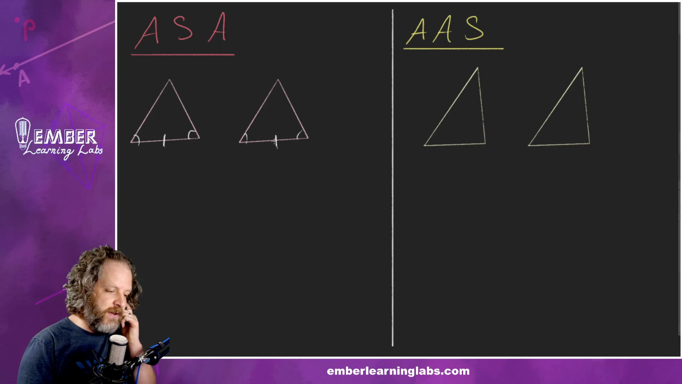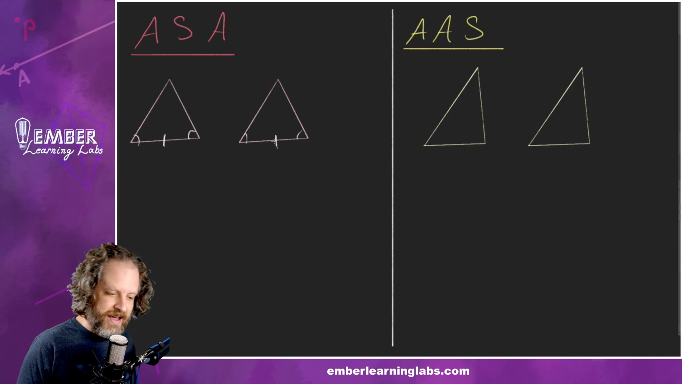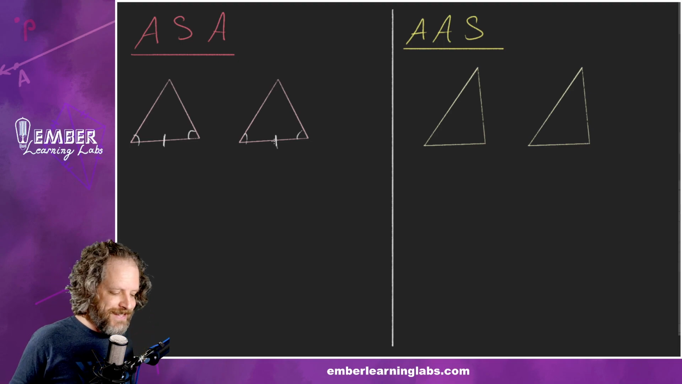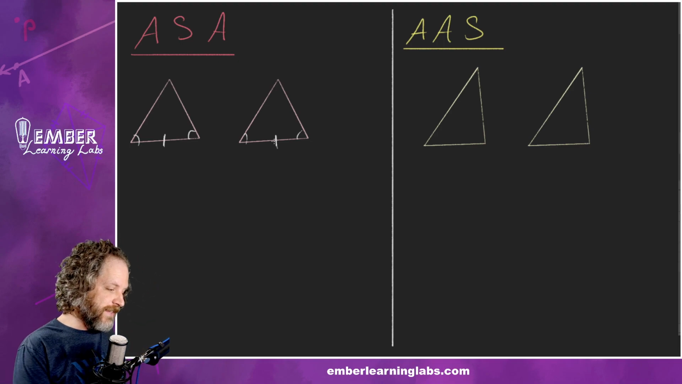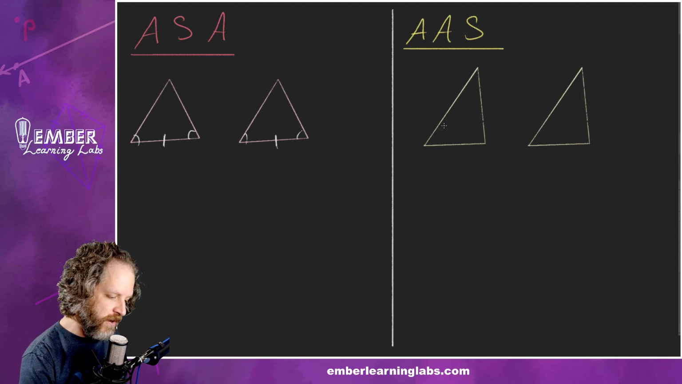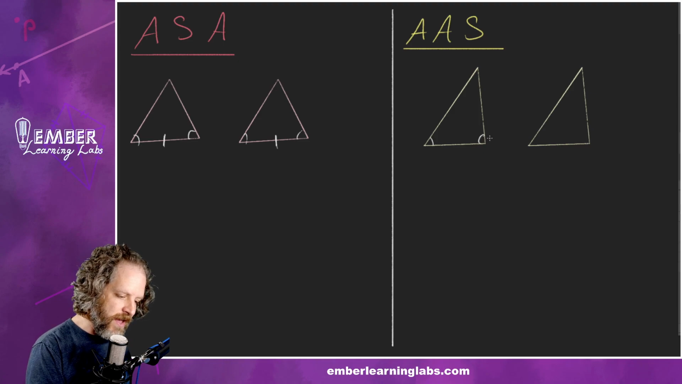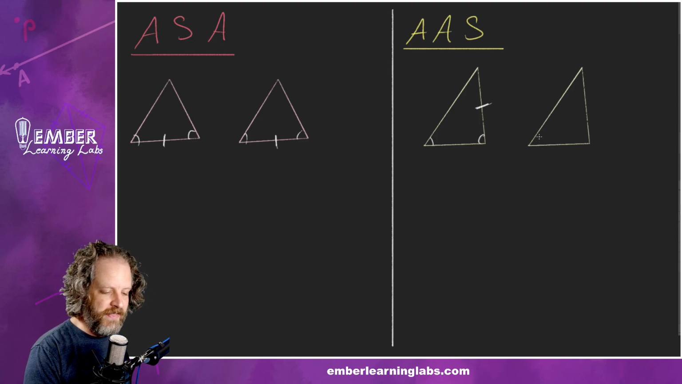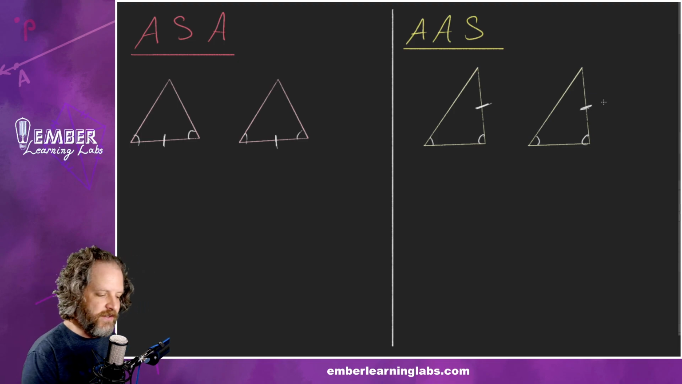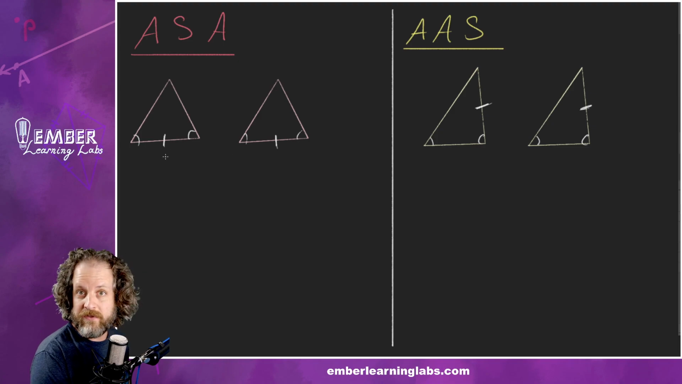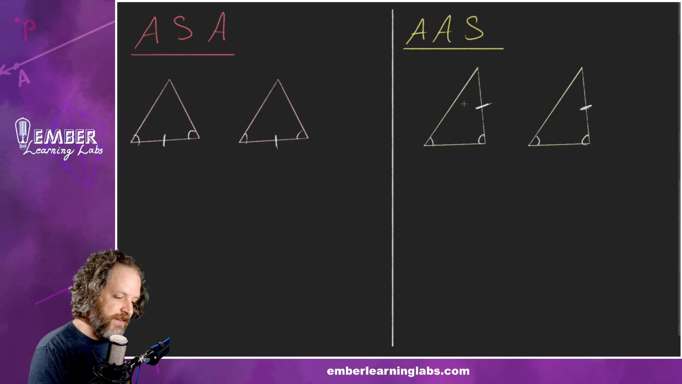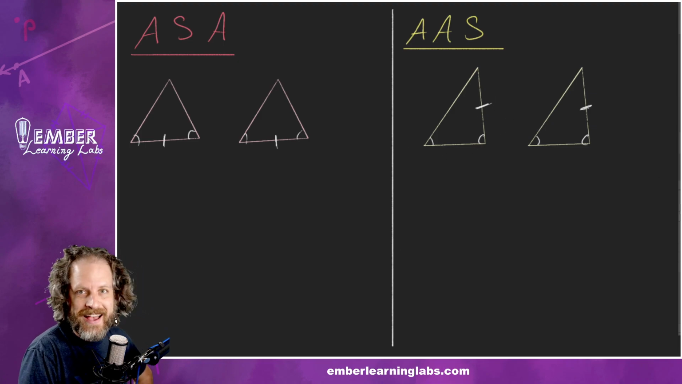Like we learned, there isn't an SSA or AAS, right? That's not a thing, but there is an angle, side, angle and an angle, angle, side. So it's this way that works, and also if we have angle, angle and then a side on the outside, that also works. Okay, so those are similar things. It's angle, side, angle if the side is in between the two angles, and it's angle, angle, side if the side is outside, right?